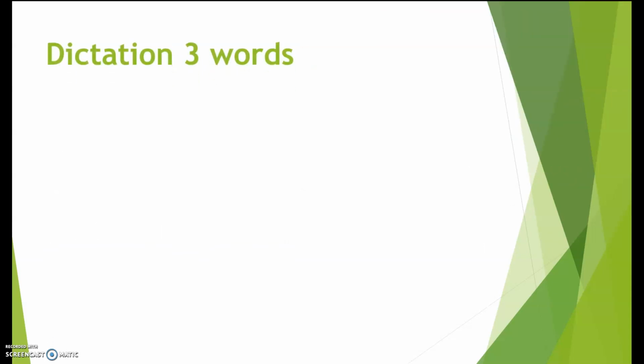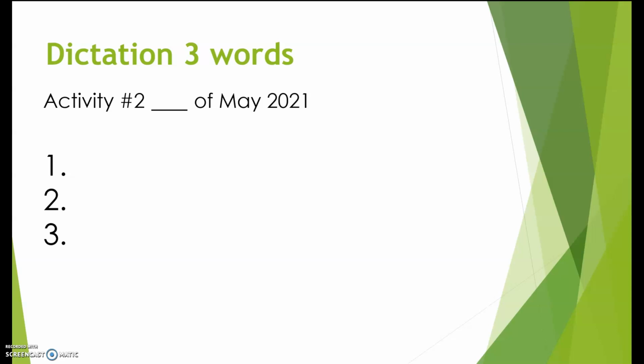Now let's go and do our dictation of 3 words. So please bring out one piece of paper, or if you have your notebooks with you, write activity number 2, the month and the year as it follows. Now let's begin. Number 1. Spell the word creature. Creature. Number 2. Spell the word involve. Involve. And number 3. Spell the word germinate. Germinate.